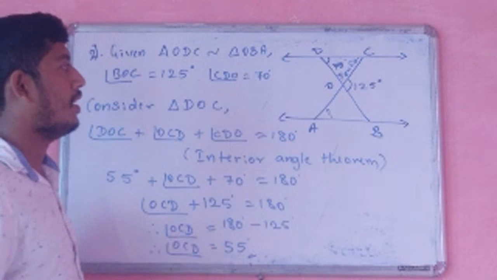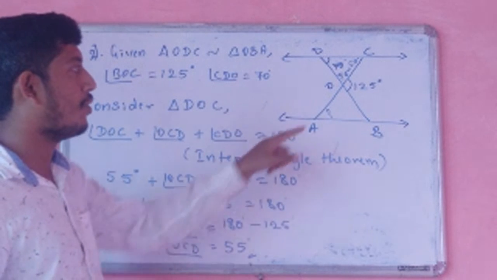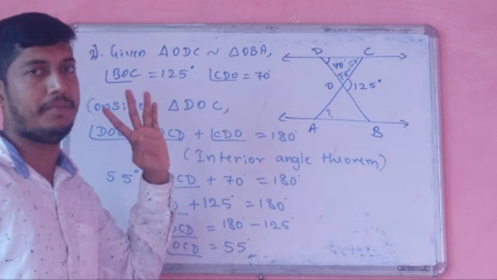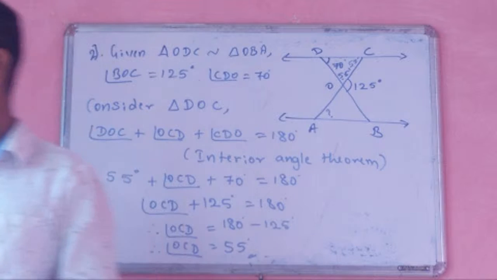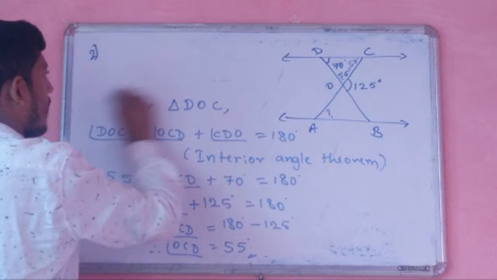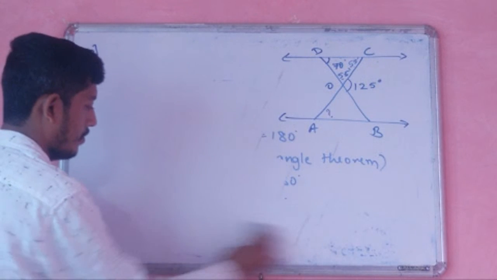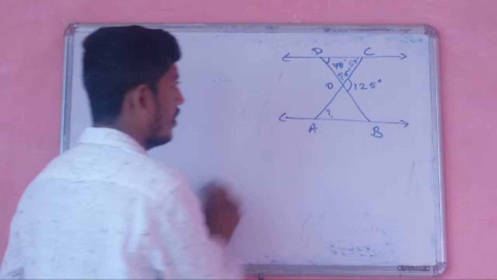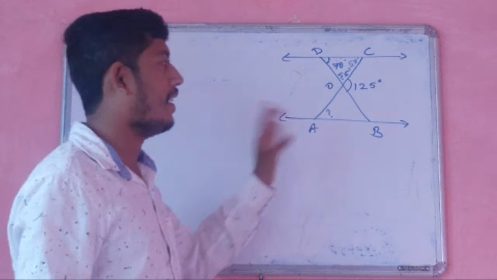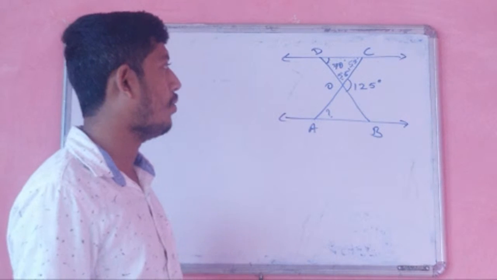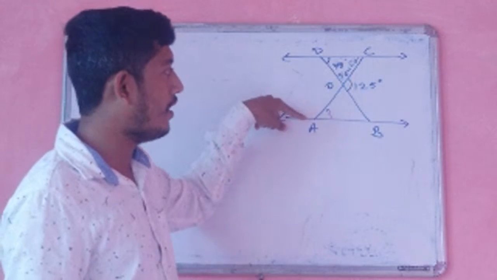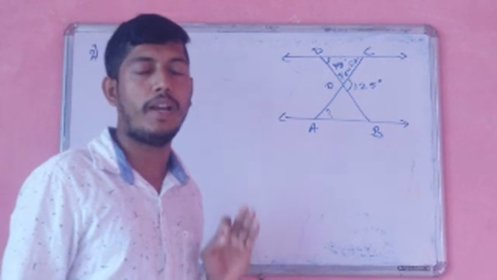Okay, then we will move to the third unknown angle, that is, we have to find out angle OAB. So that means we have to find out angle A here. For that we have to do one small step. We can't find out the angle A directly. For that, what we have to consider? Angle DOC and angle AOB, they are equal. Why? What is the reason?